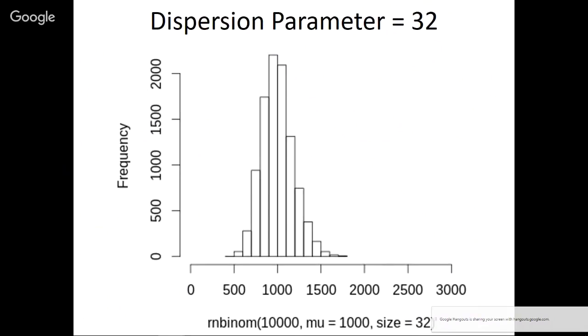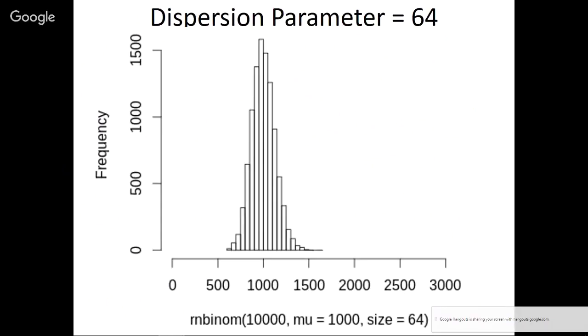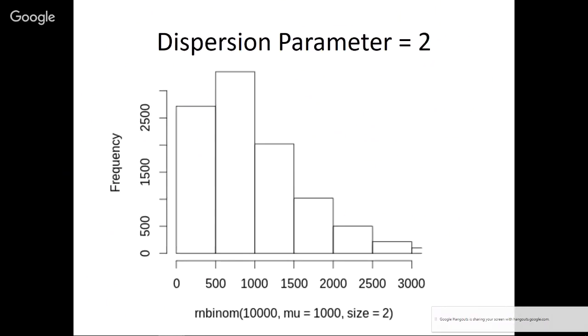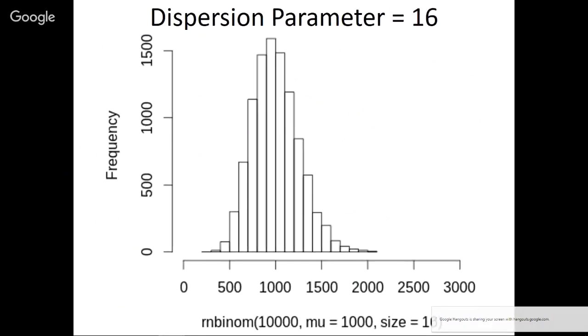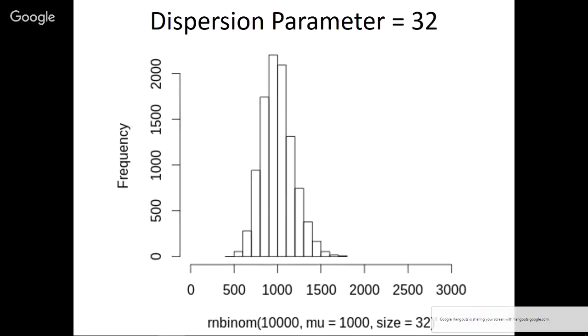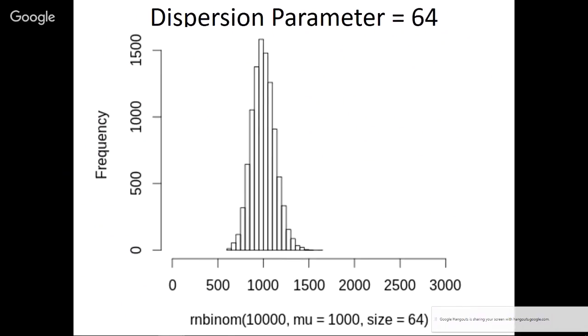You'll notice it's getting more concentrated around 1,000. Early on, it stretched out well above 3,000, and it had lots of mass still around 1,500. As you increase the value of the dispersion parameter, it becomes more and more tightly controlled. So by 64, you have almost nothing at 1,500, and 3,000 is out of the question.